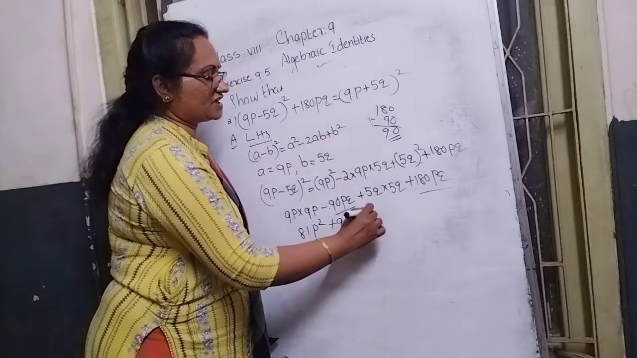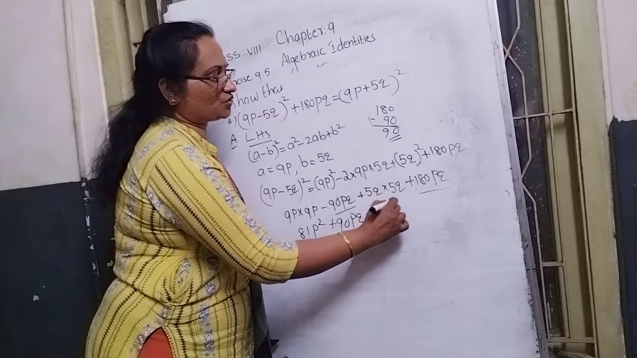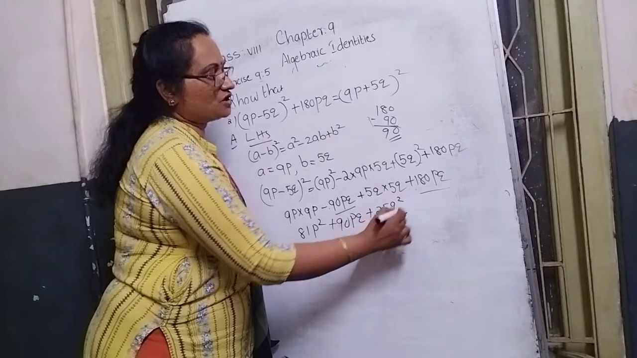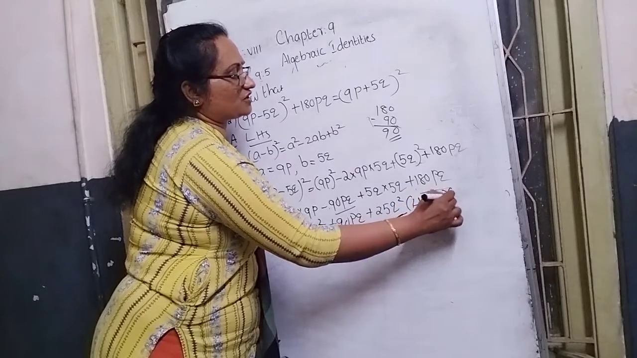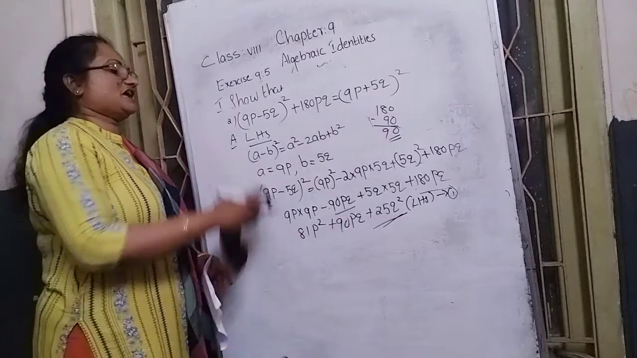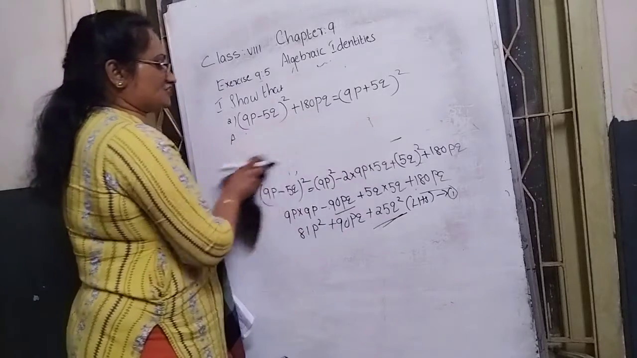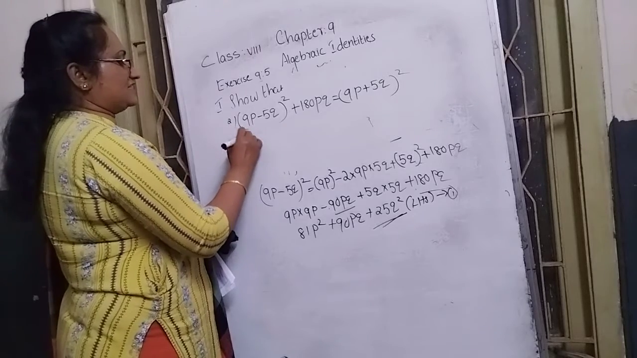Same variable, right? And 5 fives are 25, the third term case. Q into Q is represented as q square. This is the LHS part expansion. Mark it for identification, mark it as equation 1. In the same way, consider the RHS part also.